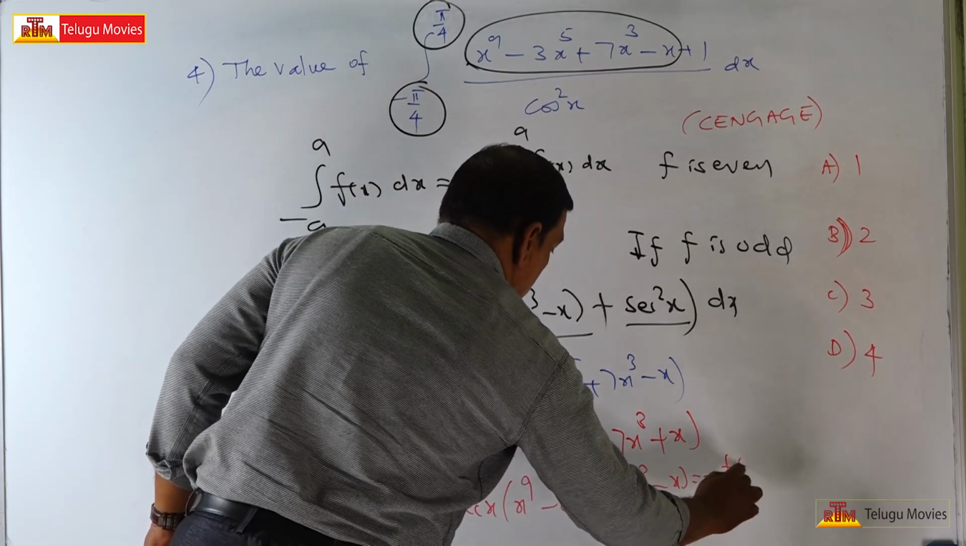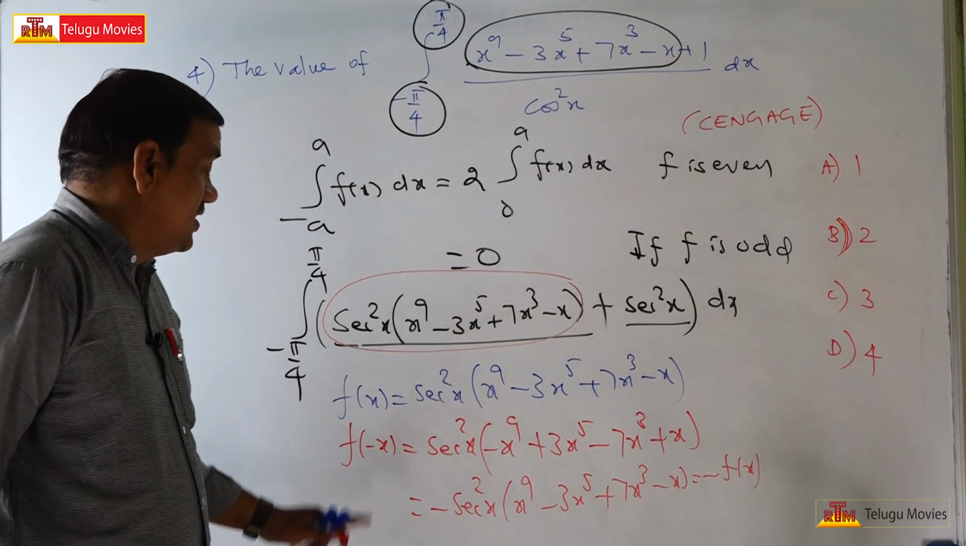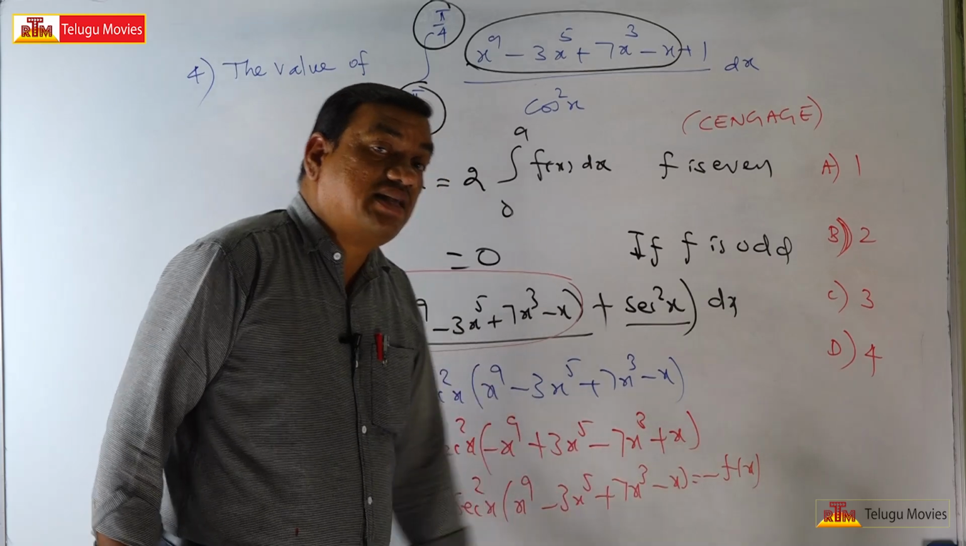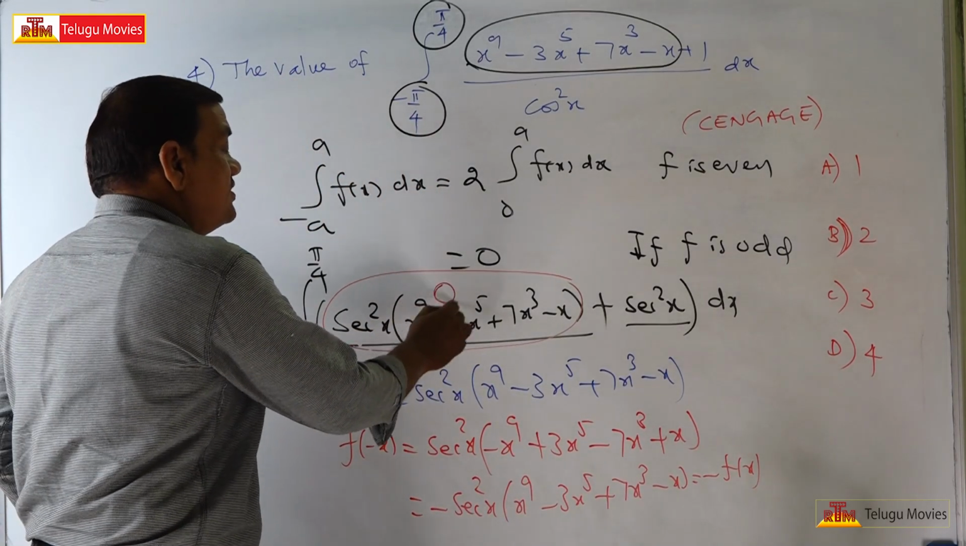So x power 9 minus 3x to the power of 5 plus 7x cube minus x, this is minus f of x we are getting. So this is an odd function. f of minus x is equal to minus f of x we are getting. So this is an odd function. Therefore, its value is 0.